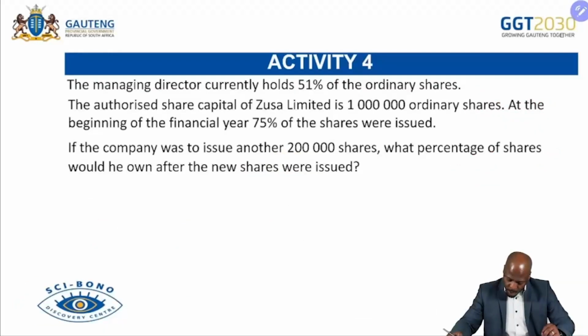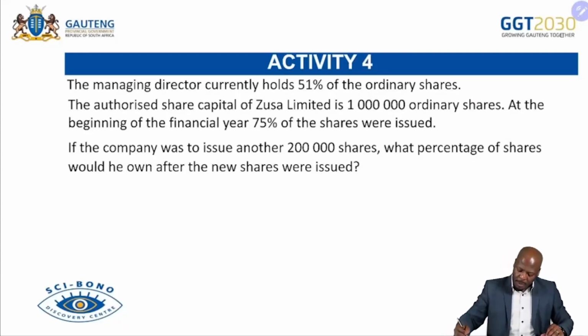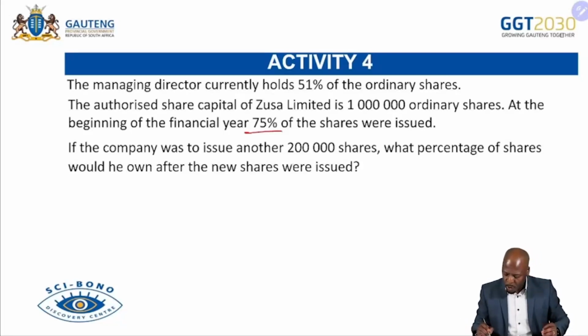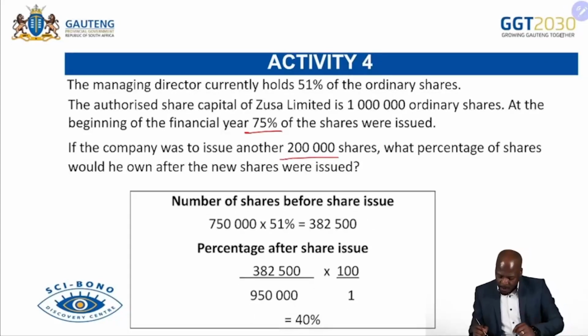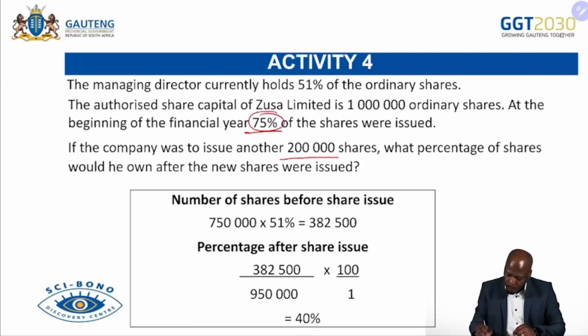Okay, now, here's the next question. The managing director currently holds 51% of the ordinary shares. The authorized share capital of ZUSA Limited is 1 million ordinary shares. At the beginning of the financial year, 75% of the shares were issued. The company was to issue another 200,000 shares. What percentage of shares would he own after the new shares are issued? If we have issued 75% of the 1 million, that means we have 750,000 shares. And for him to hold 51%, he was holding 382,500 shares.